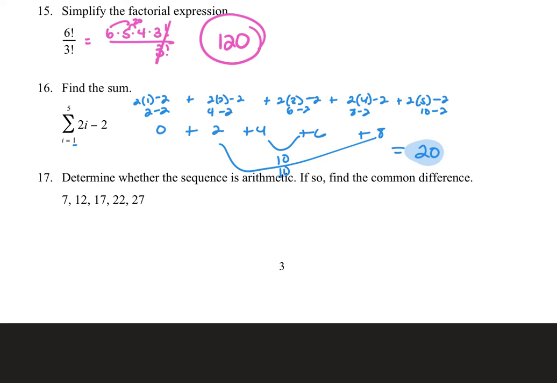17 says determine whether the sequence is arithmetic. So if it's arithmetic, then when I do 12 minus 7, I get 5. 17 minus 12, I need to get 5. 22 minus 17, I get 5. And 27 minus 22, I also get 5. So it is arithmetic. And D is a positive 5 because it's increasing by 5 each time.